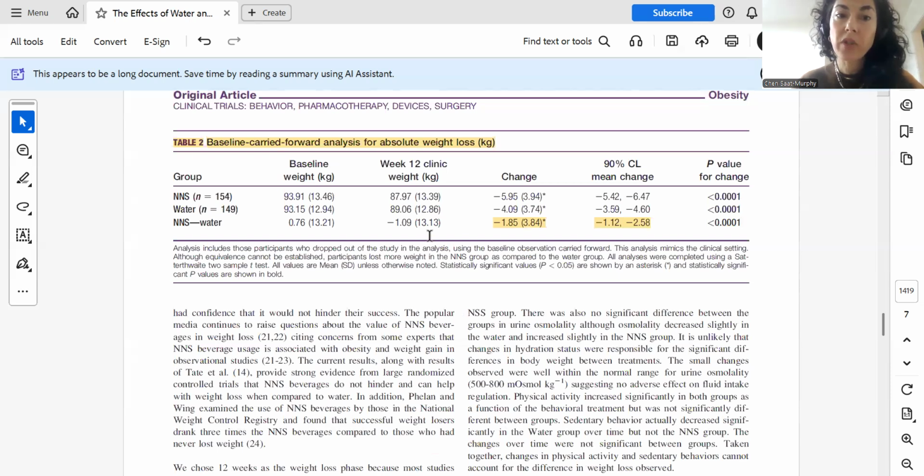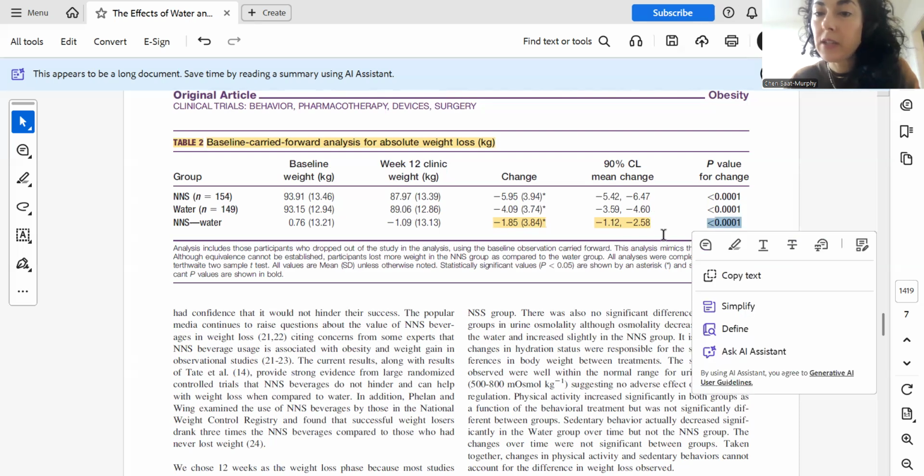What's really interesting about the results, and what we really want to consider, is the differences between the non-nutritive and the water group. We can see that at baseline there was a slight difference in weight between the two groups. We can see the end of the trial, again, that's the difference between the two groups. And this is what's really interesting. The change between the non-nutritive and the water group is that the non-nutritive group lost 1.85 kilograms more than the water group. And this is, by the way, statistically significant, as you can see here.